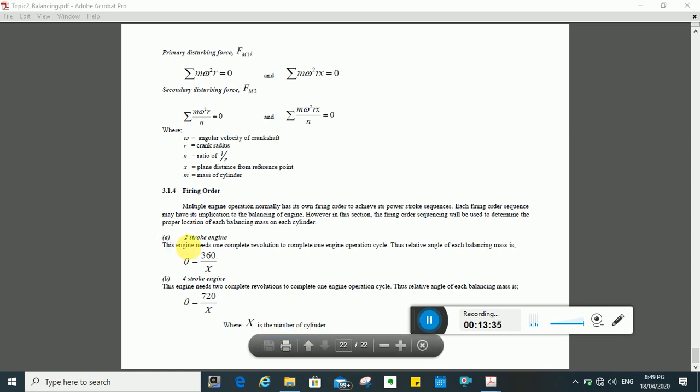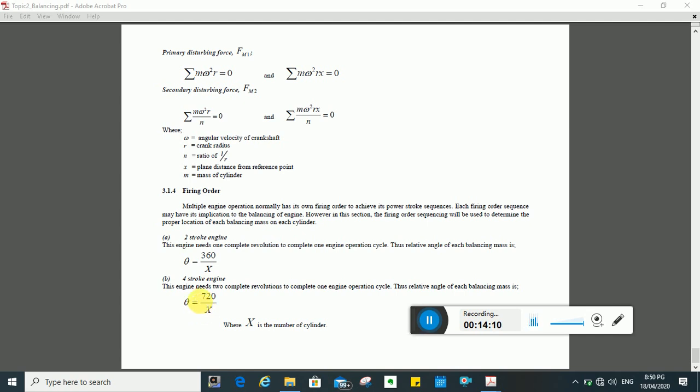Because why? This engine needs one complete revolution, one complete cycle to complete one engine operation cycle. Okay? If the question gives information of a 4-stroke engine, then you need to use this formula to get the primary angle: 720 degree divided by X. X is what? X is the number of cylinders. Because why? This engine needs two complete revolutions, two complete cycles to complete one engine operation cycle. This is the formula that you will use.